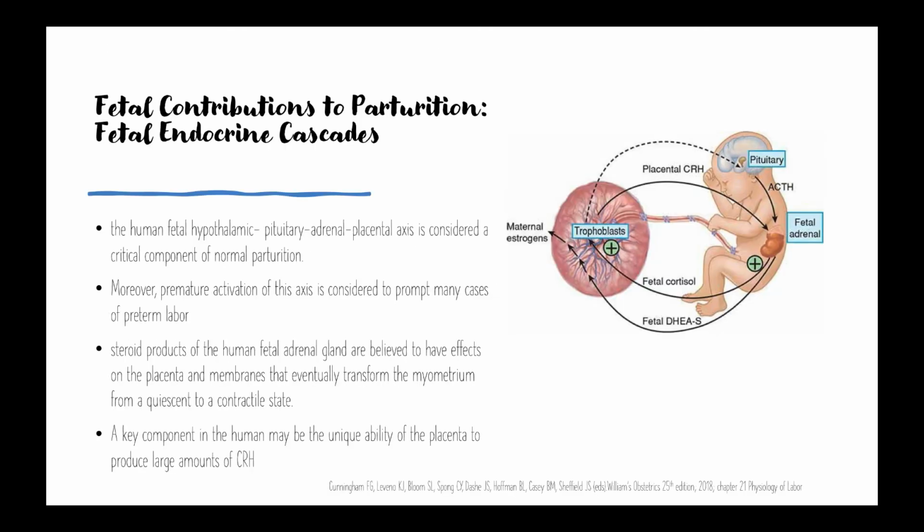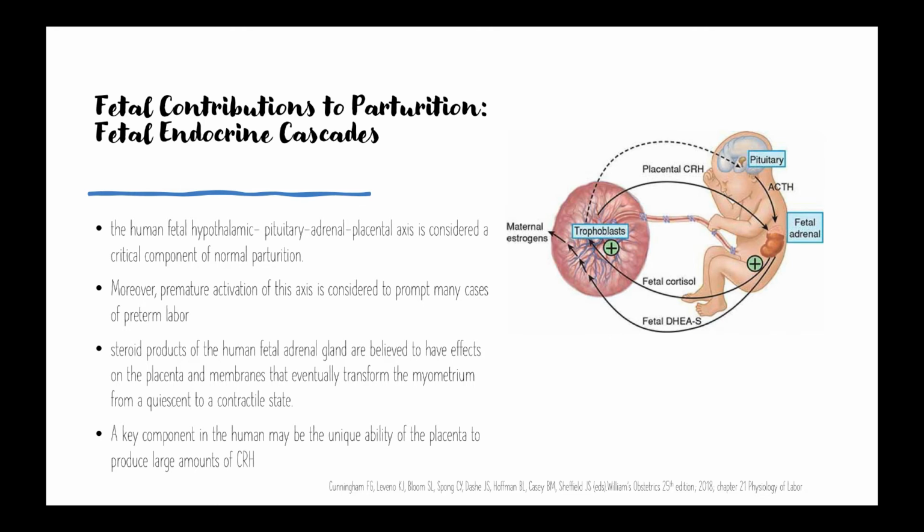Now, the human fetal hypothalamic pituitary adrenal placental axis is considered a critical component of normal parturition, and moreover, premature activation of this axis is considered to prompt many cases of preterm labor. Steroid products of the human fetal adrenal gland are believed to have effects on the placenta and membranes that eventually transform the myometrium from a quiescent to a contractile state.